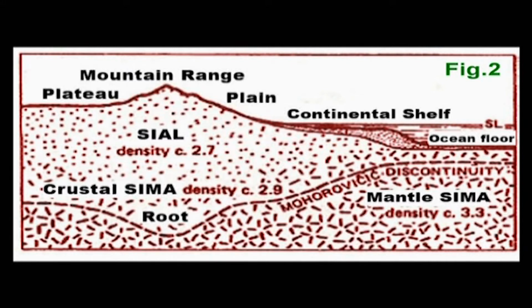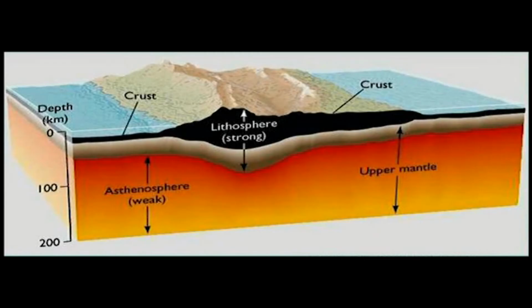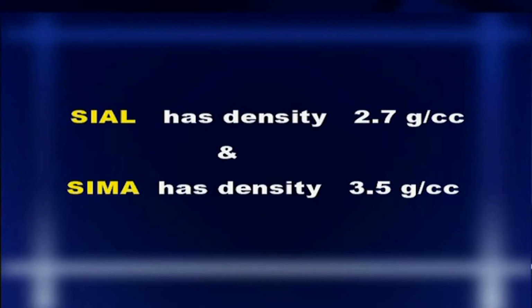We have assigned the name lithosphere to that brittle zone, and the term asthenosphere to the soft layer beneath the Sima, where the Sial has a lower density of something like 2.7 grams per cubic centimeter, and the Sima has an average density of 3.5 grams per cubic centimeter.